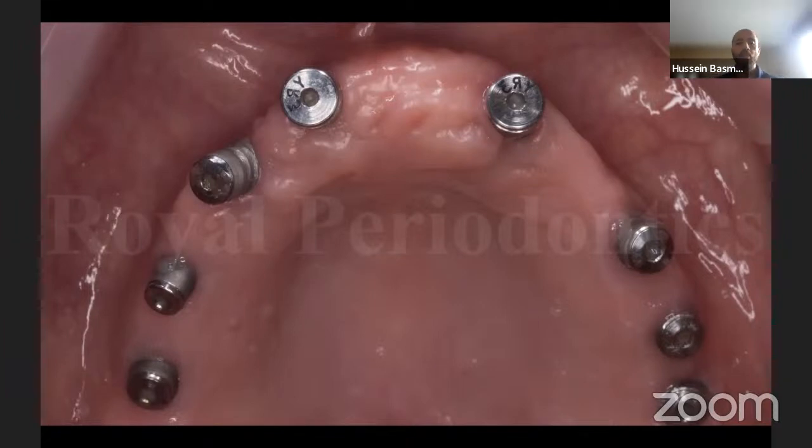This is a patient who presented to our practice who had received a major bone augmentation prior to implant placement.